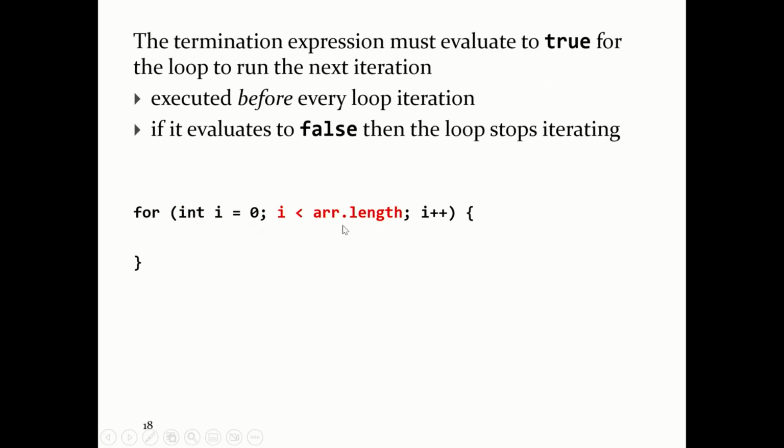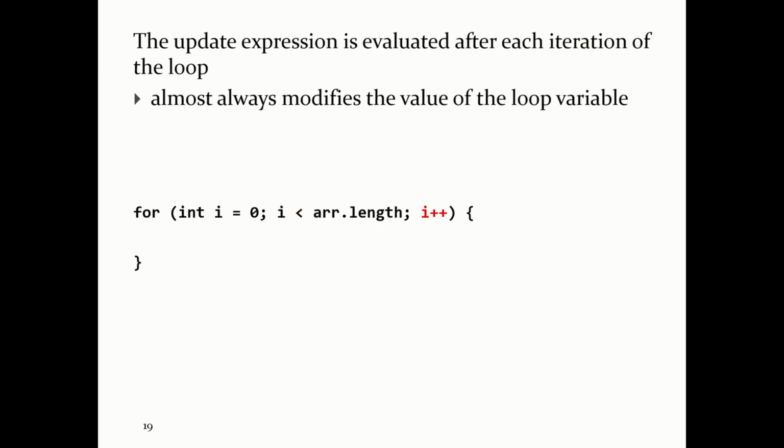The termination condition is the part in the middle. If that condition is true, the loop runs. If it's false, the loop doesn't run. The condition is checked each time before the loop runs. So before the loop runs the first time, that condition is checked: is 0 less than the length of the array? If yes, the body of the loop runs. The update expression, sorry, is there.